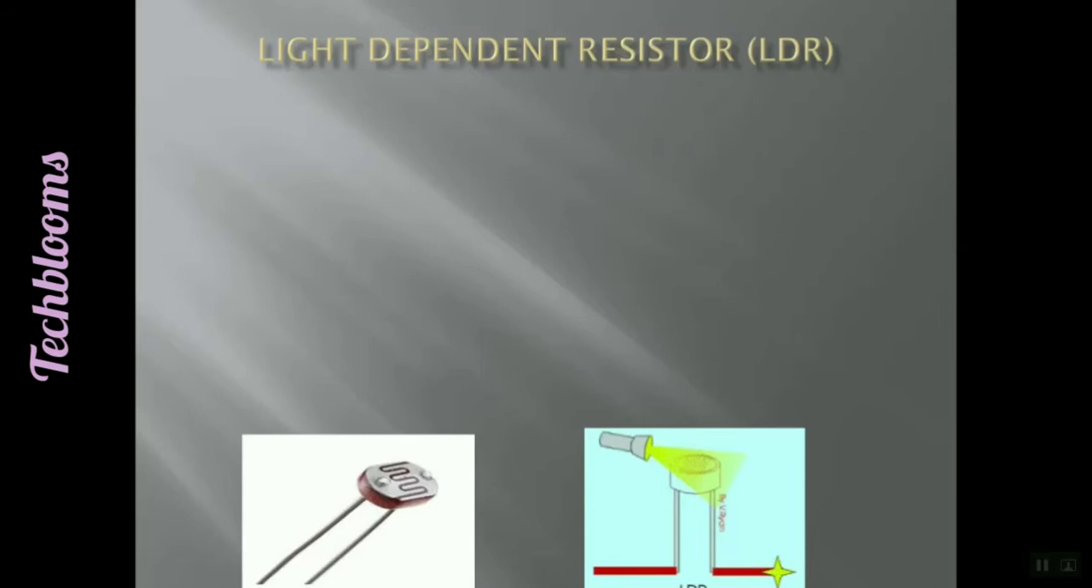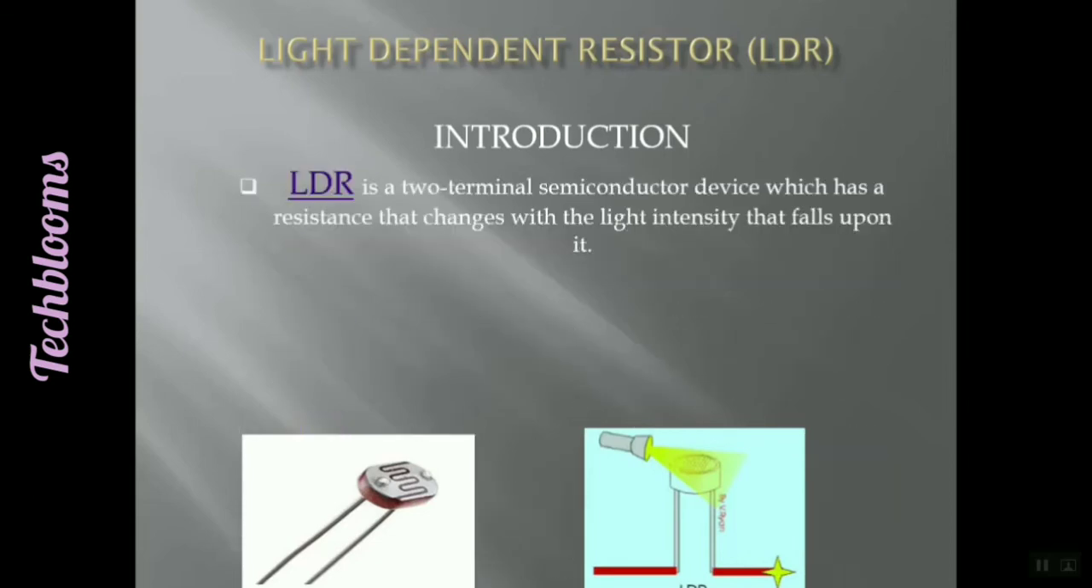Now let's continue. What is a light dependent resistance? LDR is basically a resistor which depends upon the light. So the resistance of the LDR will change with respect to light. Now, let's go into the detail.